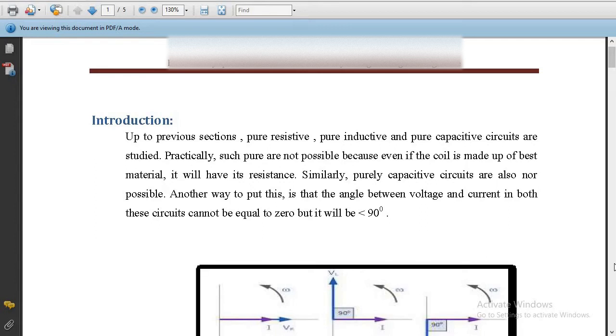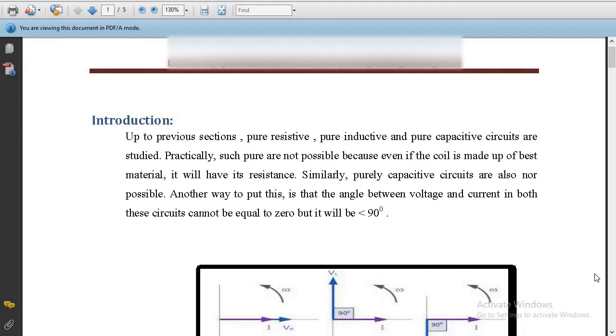Up to the previous sections we have seen the purely inductive circuit, purely resistive circuit, and purely capacitive circuit. But practically this is not feasible, because every coil is made of some material and will have its own resistance, right? So whenever we say it's an inductive coil, it is basically an RL series circuit. Similarly for purely capacitive circuits. So a purely inductive, purely capacitive or purely resistive circuit is a myth actually. Frankly speaking, we have RL series circuits, RC series circuits, and so on. The very first of them, today we are going to deal with, is the RL series circuit.